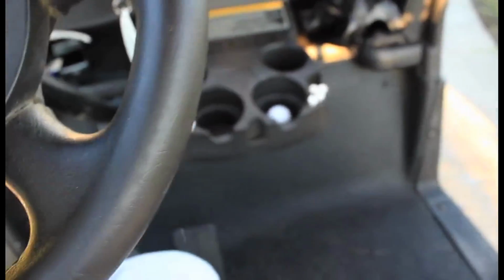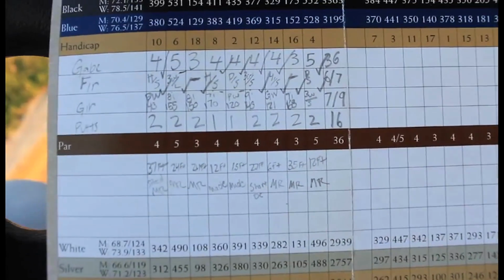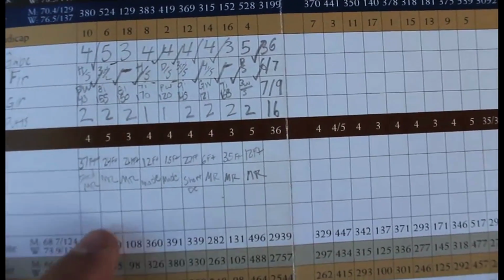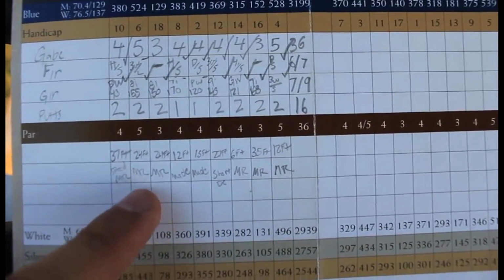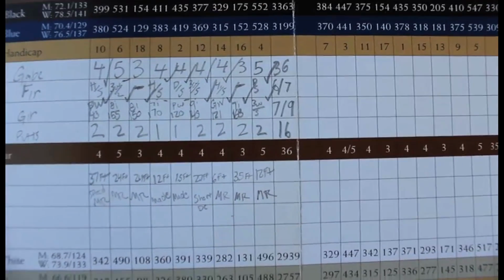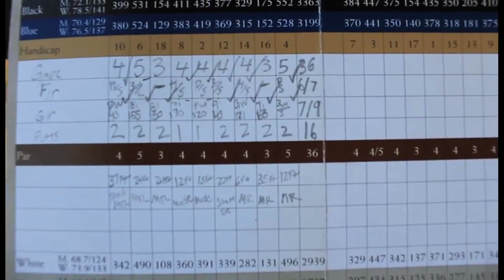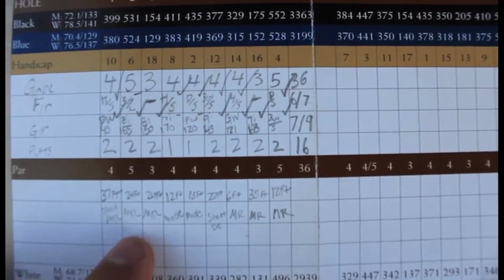Here's another scorecard from another day. By looking at our stats, it will show us exactly what we need to work on. Here's some putts. I hit 7 out of 9 greens. And if you look, that's misread, misread, misread, misread, misread, misread. When I put misread down, it means my speed was good and I started on my line. I just didn't read it right. So that shows I need to work on reading the greens.